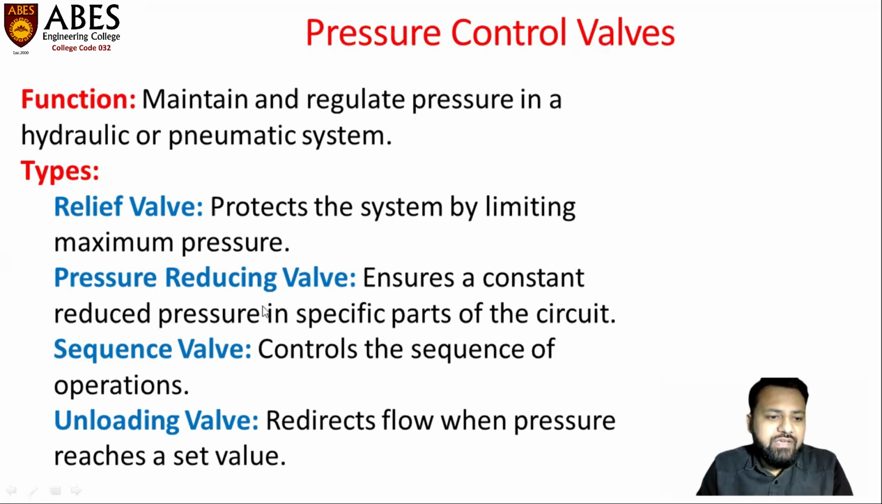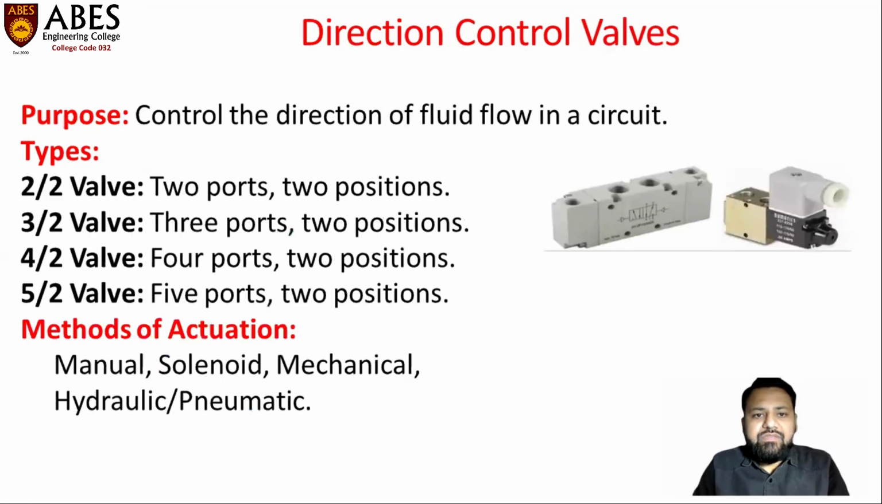This valve ensures a constant reduced pressure in a specific part of the circuit, where we require some low pressure at a particular place. Then the sequence valve, which controls the sequence of a particular operation, meaning which valve should be open at which time. This will be controlled with the help of the sequence valve. Then lastly, the unloading valve is there, which can redirect the flow of the fluid when the pressure reaches a particular set value. So all these kinds of valves are used as pressure control valves in an actuation system.